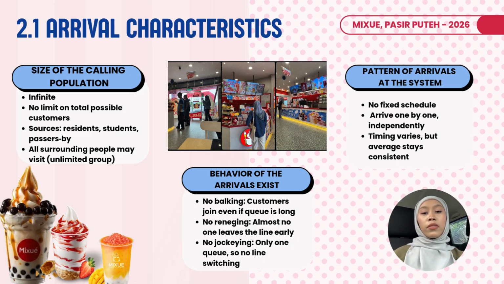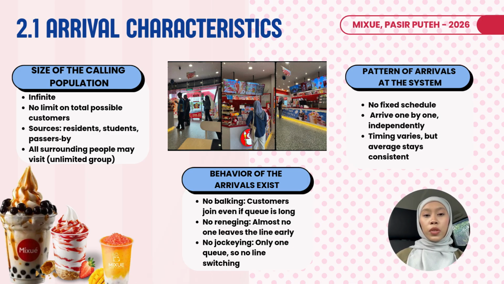Number 3 is arrival behavior. We observe that there is no balking, reneging, and jockeying behavior. First, no balking. Even if there are already more than 3 people waiting in front, the customers still choose to join the queue. They do not turn away immediately just because the line looks long. Second one is no reneging. Throughout our observation period, only 1 person left the queue before being served. This is a very small number, so we can say that the vast majority of the customers stay and wait until they place their order.